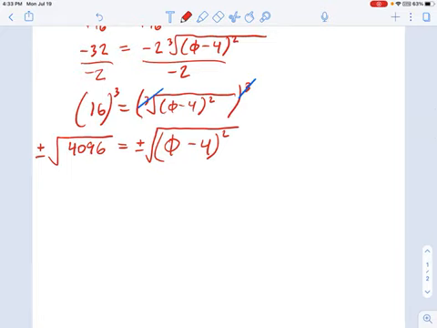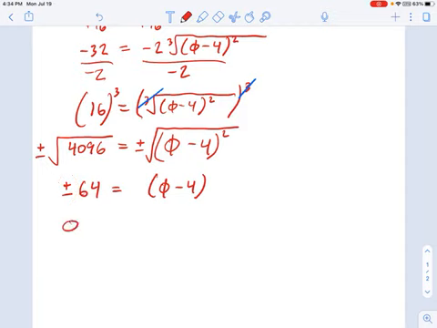So what's the square root of 4,096? Also one I do not have memorized. So here we go, 64. So that's plus or minus 64 equals plus or minus phi minus 4. Now, we don't actually need plus or minus on both sides because, well, you can imagine dividing by a plus or minus. It won't matter. You're still going to have a plus or minus on one side. So plus or minus 64 equals phi minus 4.